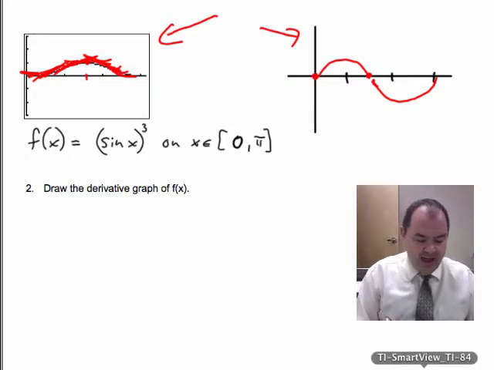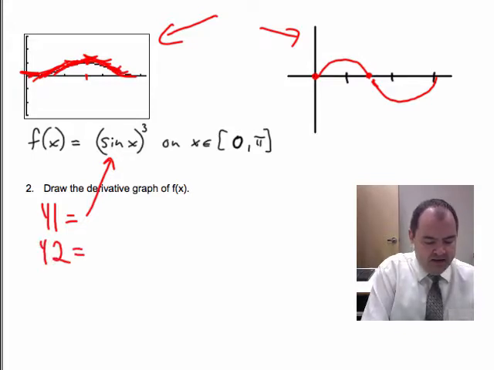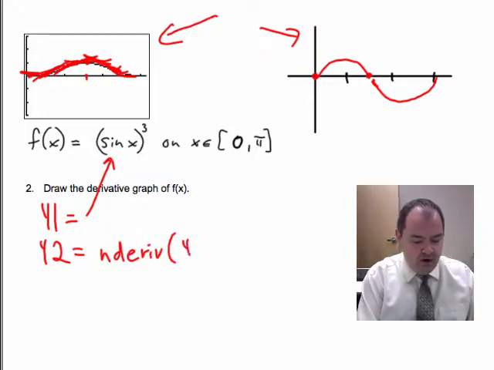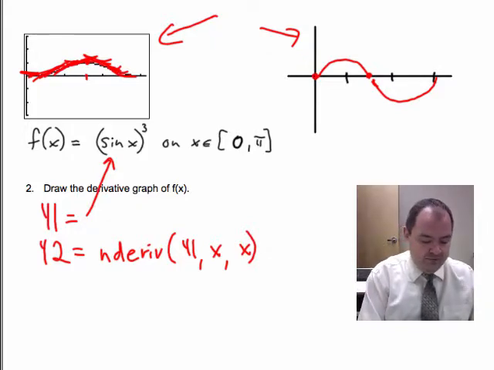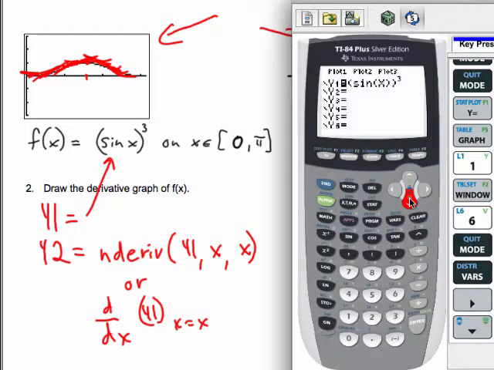Alright, so to do that, I've got my original function entered into y1, and into the second function I'm going to enter this command. Again, it depends on the version of the calculator you have. The derivative of y1 with respect to x, and at which point? Well, at all points, because we want the entire graph. Or if you're using the newer version of the calculator, you're going to enter where x is equal to x.